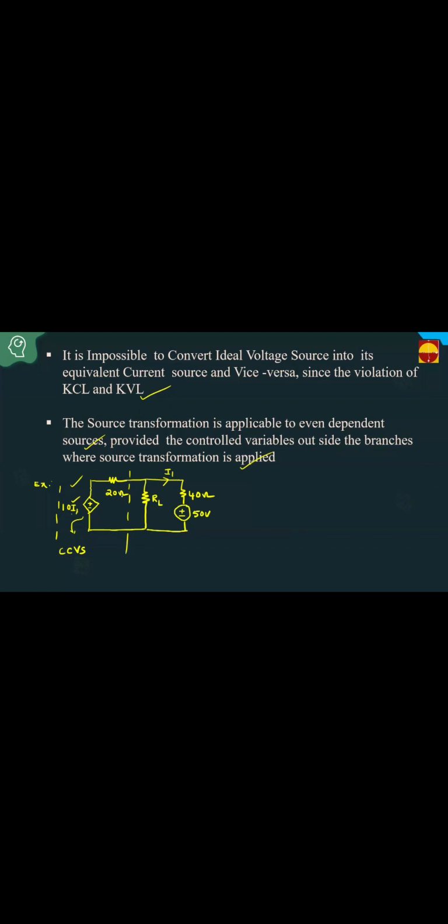Here I am applying the source transformation, but it is outside the branch. Then you can see in the problems how you can apply this source transformation for dependent sources also. Later we will see in the problems. But this point you have to remember: source transformation is applicable even to dependent sources, provided that the controlling variables are outside the branches where source transformation is applied. Yeah, this is the source transformation technique.